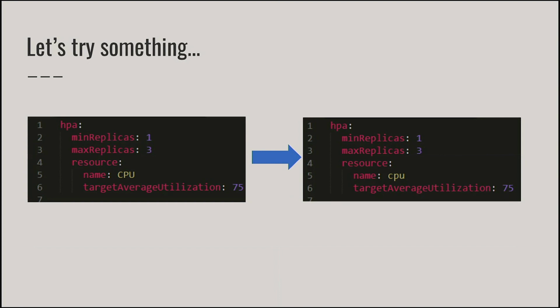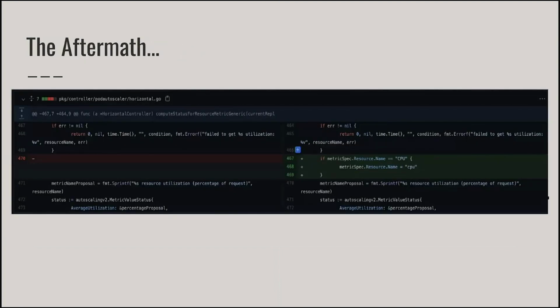I did actually try to make a pull request to Kubernetes to accept all caps CPU so that no one else would suffer like I had. But after about a year of it repeatedly going stale, I ultimately gave up. I'm sure there's bigger Kubernetes out there to fry anyway.